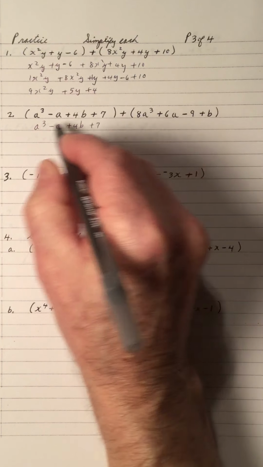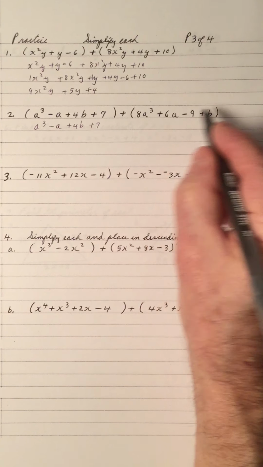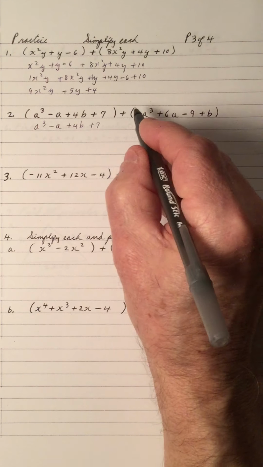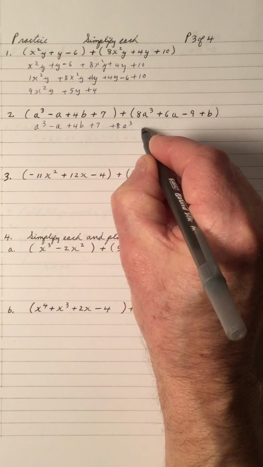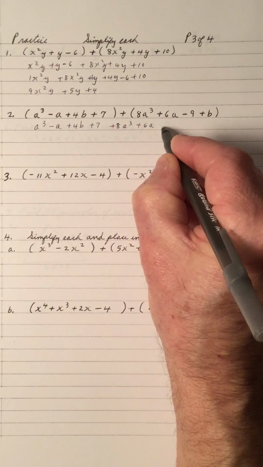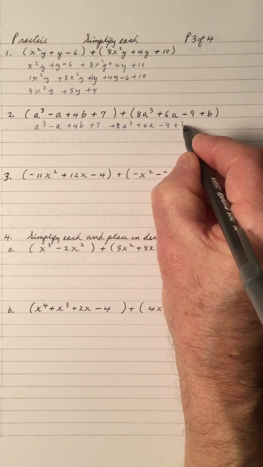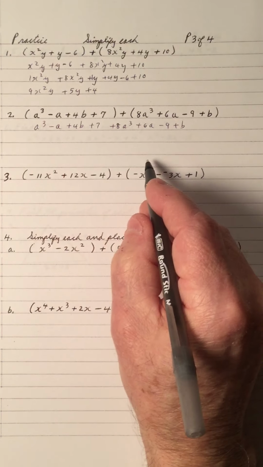Okay, let's write down the first one. We're adding on this polynomial here, 4 terms, but remember that's a plus, so we do not change the signs when we're adding. The signs will stay as is. Now we'll group the like terms.